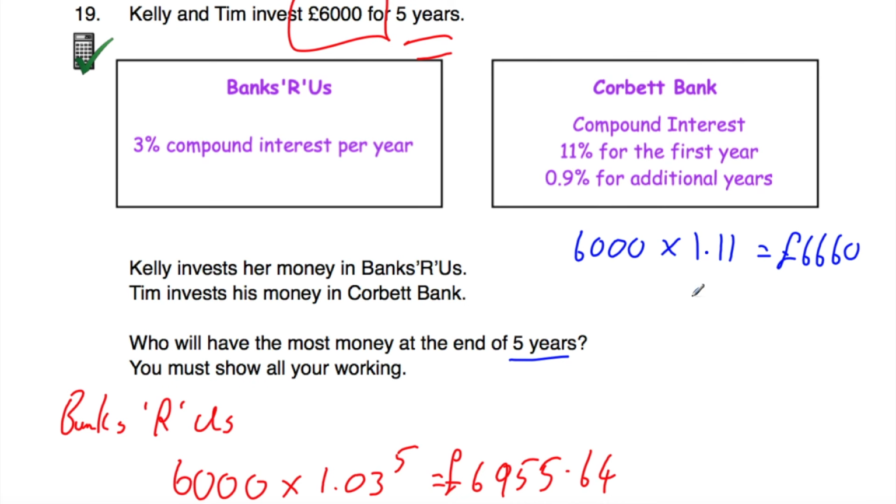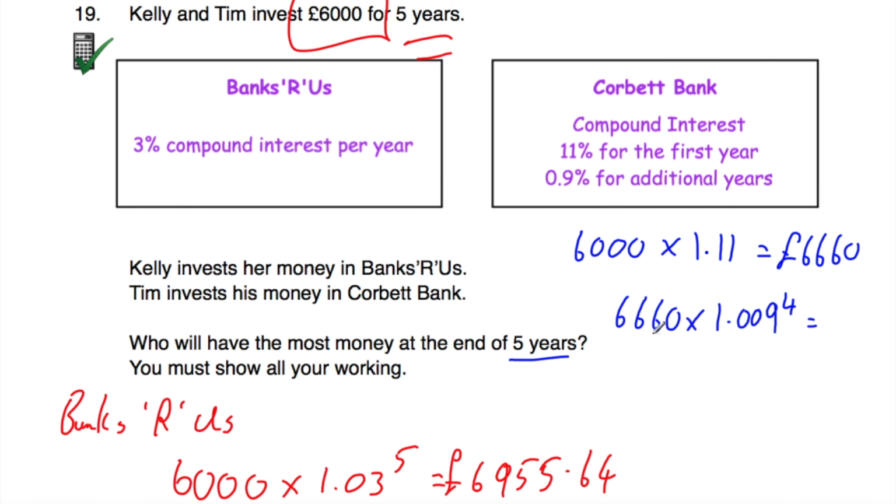So what we're going to do is now we're going to consider the next 4 years. We've dealt with 1 year, there's 4 more years. So in terms of the initial amount of money at the start of that 4-year period, that would be £6,660. And then we're going to times it by the multiplier. So we're increasing by 0.9%. So if you've got 100%, if you increase it by 0.9%, you would have 100.9%. So that'd be 1.009. And then to the power of 4 because it's 4 years.